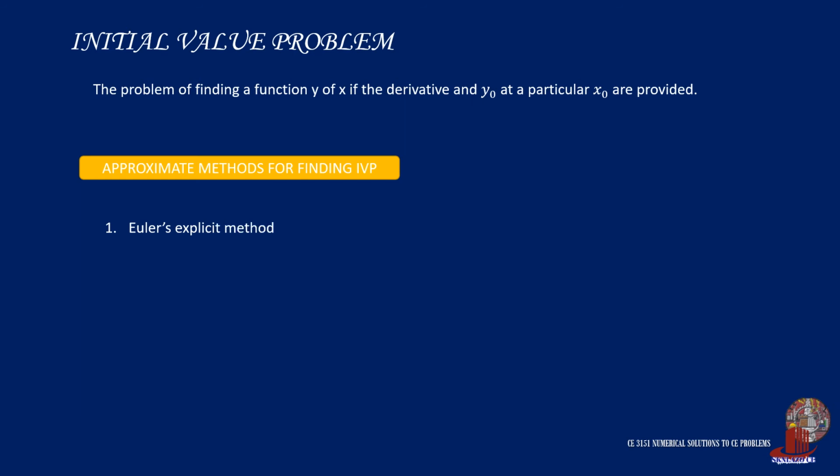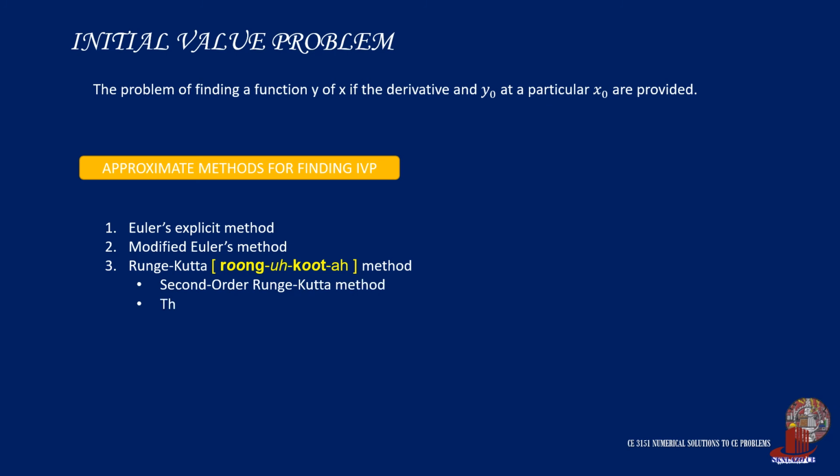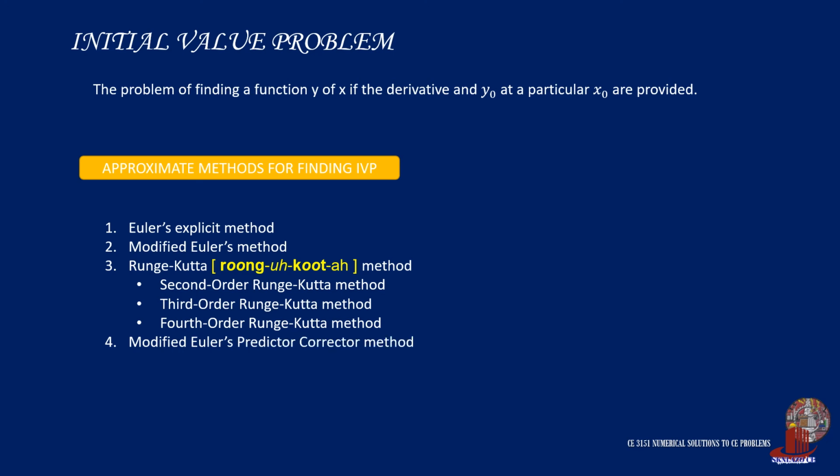In this series of videos, we will discuss Euler's explicit method, modified Euler's method, Runge-Kutta's method, which would include second order, third order, and fourth order. And lastly, modified Euler's predictor-corrector method.